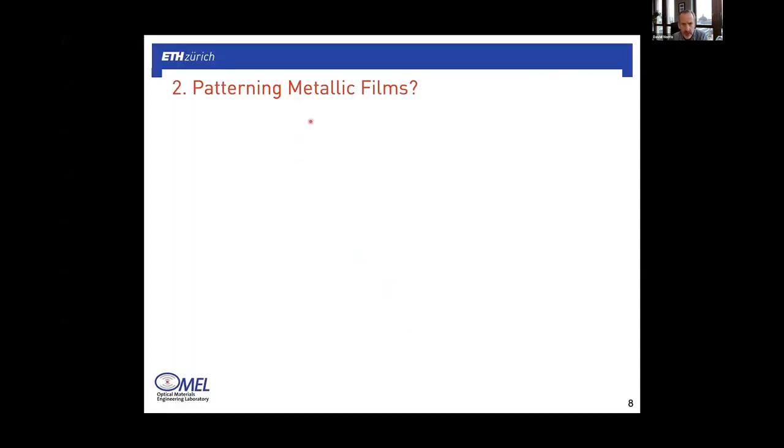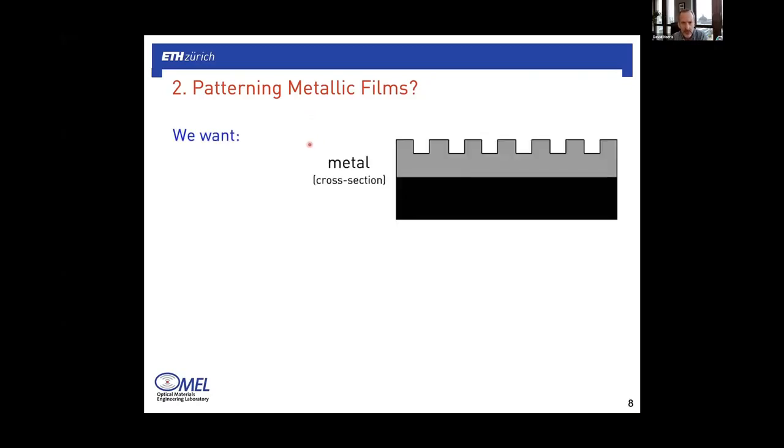Okay, so hopefully now we have good metallic films. How are we going to pattern them? And this again might seem like a silly question, because we can imagine that we want some structure like this square wave grating that I've already shown a couple times. And then we're going to do something interesting with it. For example, put surface plasmons on it.